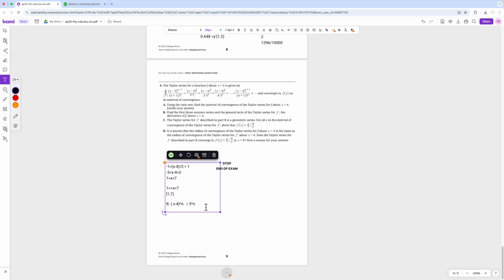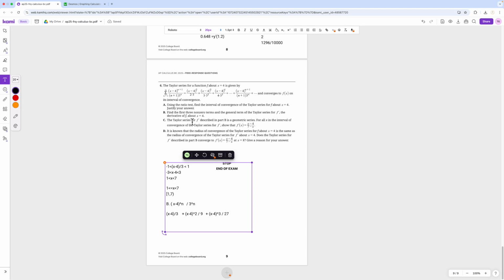Well, all you have to do is just plug in the values of n. So it's about x equals 4. Okay, so all we're doing is just x minus 4 over 3 plus x minus 4 squared over 9 plus x minus 4 cubed over 27. Let's expand this, and that is the first 3 non-zero terms of the Taylor series, and we have the general term over here.